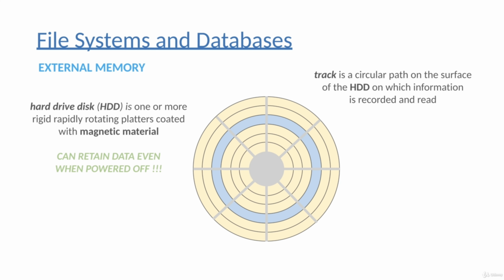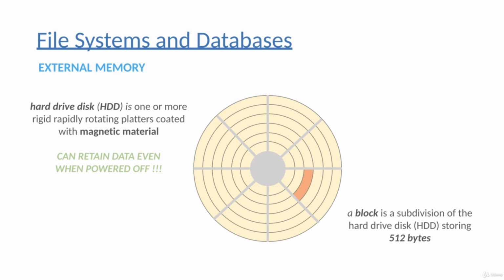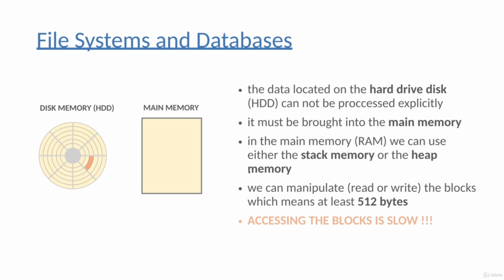Okay, of course, there are several components of the hard drive disk, such as the track or the block. The block is a subdivision of the hard drive disk storing 512 bytes. Okay, so let's talk about the relationship between the internal memory, so the main memory, and external memory, so the hard drive disk. The data located on the hard drive disk cannot be processed explicitly. It must be brought into the main memory. In the main memory, we can use either the stack memory or the heap memory with any kinds of data structure. So what do we have to do?